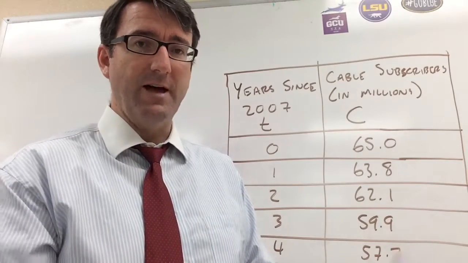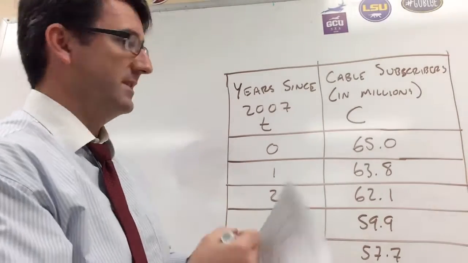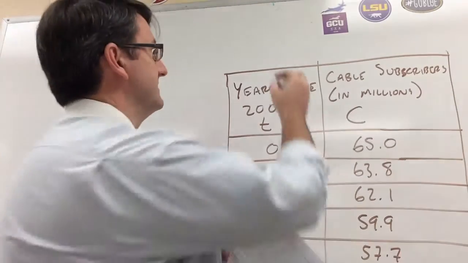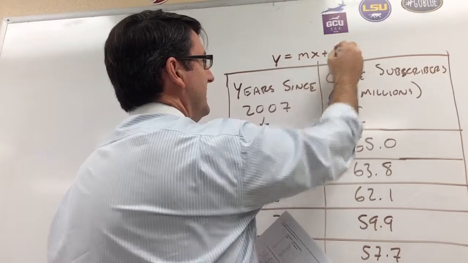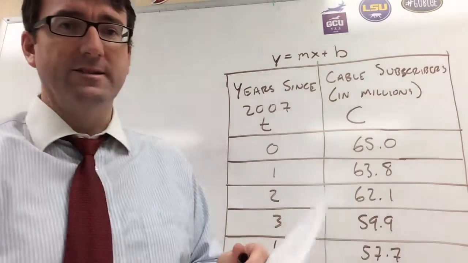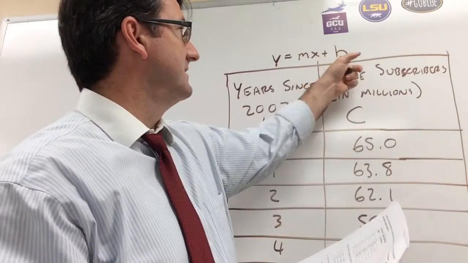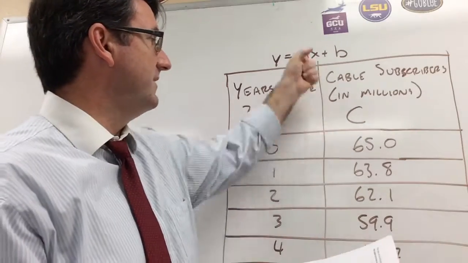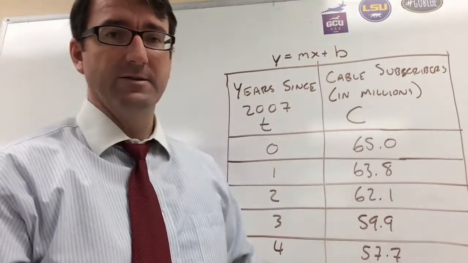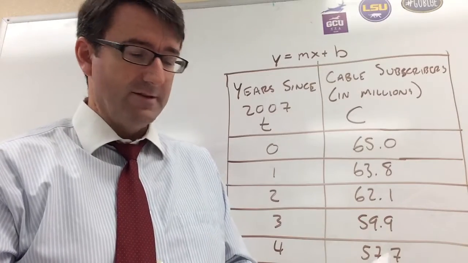And then the initial value is going to be around 65, and that's got to be positive. We don't have a negative number of cable subscribers. There's going to be a positive number of cable subscribers. That's our initial value. Remember, this is a linear function. This is going to be in the form y equals mx plus b. So this first number here, that's our rate of change. This last number, that's our initial value. So we know that the rate of change is going to be negative. The initial value is going to be positive. So the answer has got to be C.